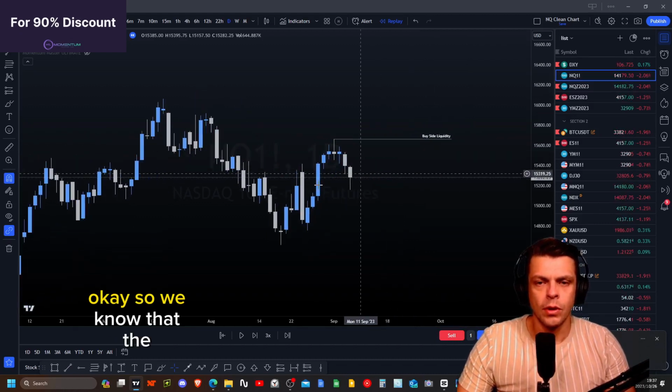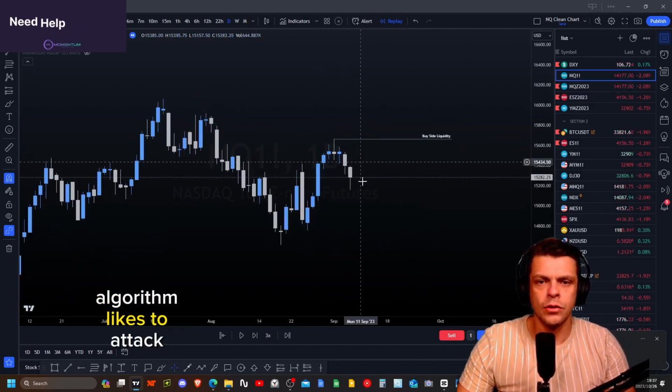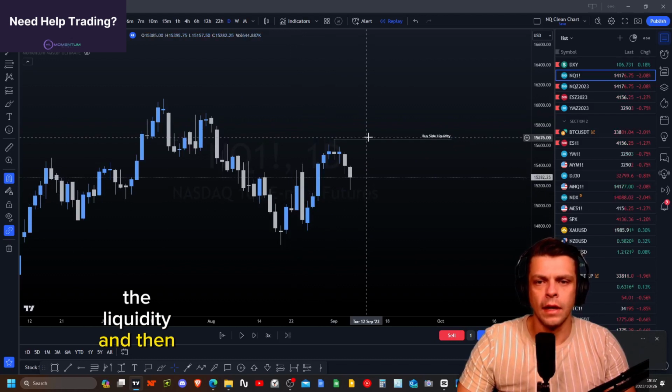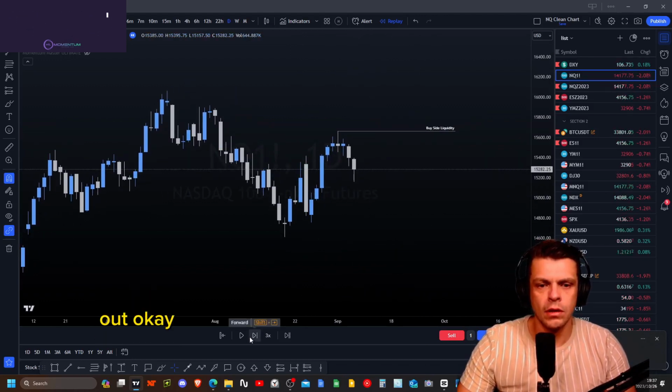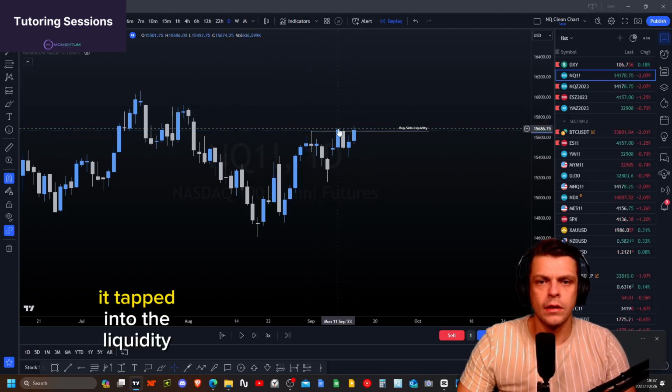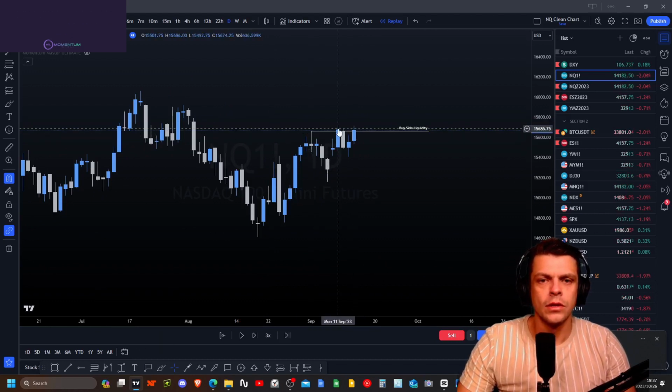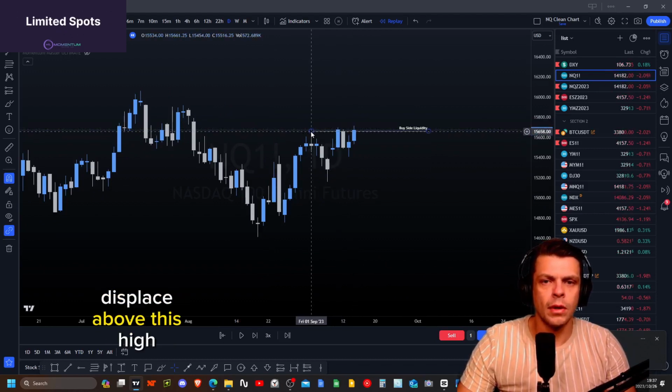Okay, so we know that the algorithm likes to attack the liquidity and then reverse in the real direction. So let's see how this plays out. Okay, so right there, it tapped into the liquidity. You can see it did not displace above this high.